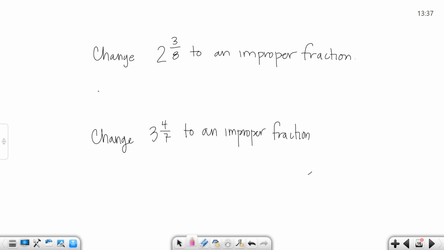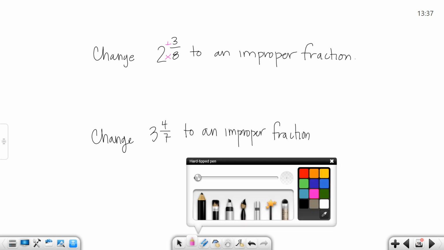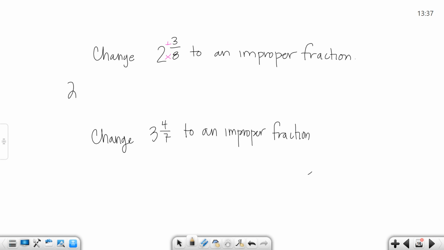Okay, so then they ask you to go backwards. Here's a mixed number, change it to an improper fraction. The best way I can do that is a little procedure. You're going to times here and add here. Here's how it works. If you have 2 3/8, you're going to times these, which gives me 16, and add this, which gives me 3. So that's going to give me a 19. That's what I mean by times and add.